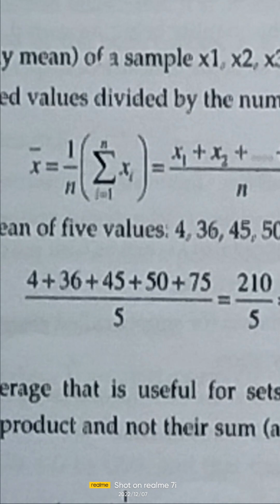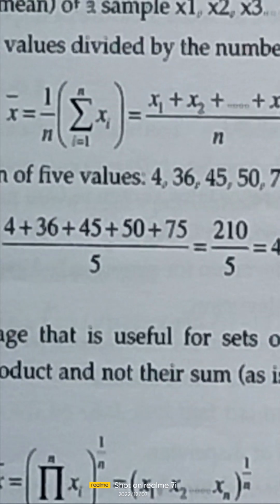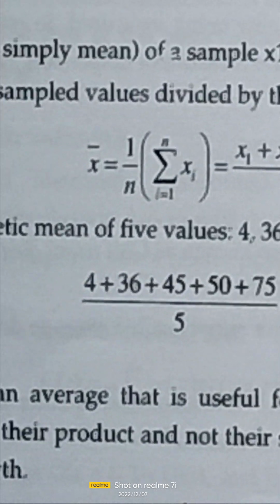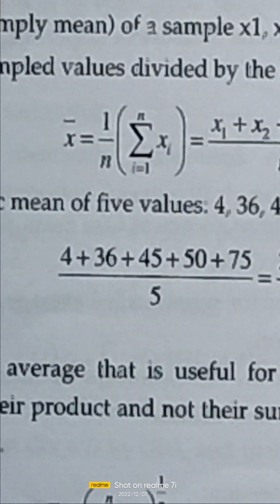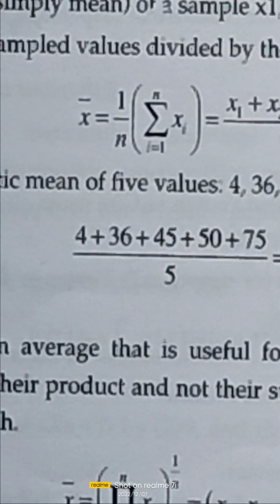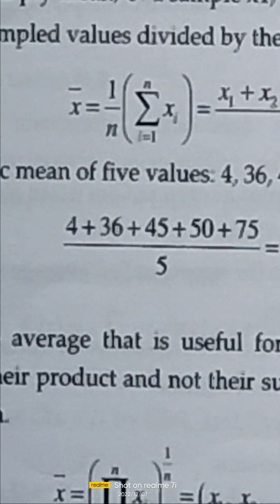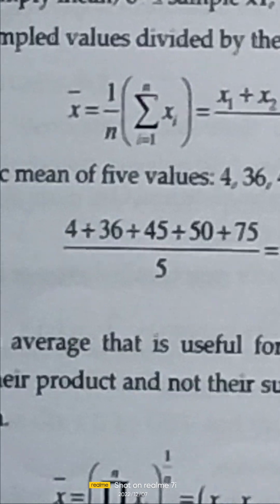After that, mode. The mode of a set of data is the value that appears most often. For example, 1 2 3 4 5 6, like these numbers.